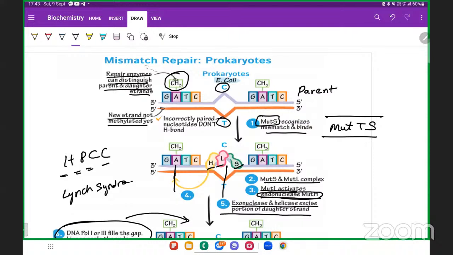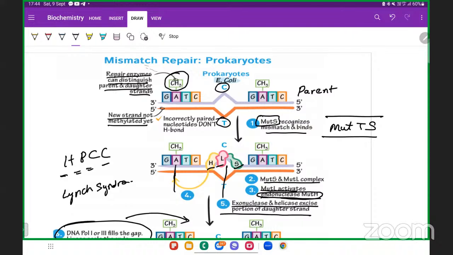So on the mismatch, we are going to cut it down and replace it with a new one. How are you going to do that? You want something to recognize it, right? So first there must be proofreading, and then there must be repair. So two mechanisms are involved here. Number one, you need proofreading. Number two, you need a repair mechanism.